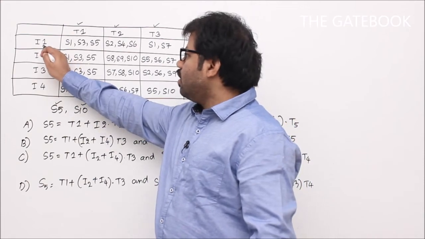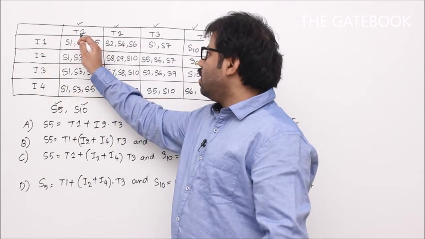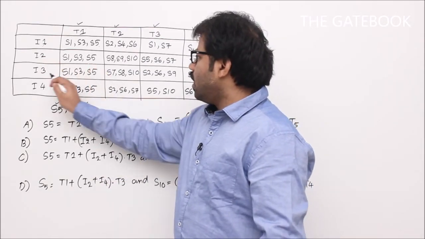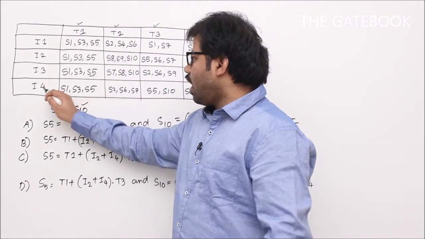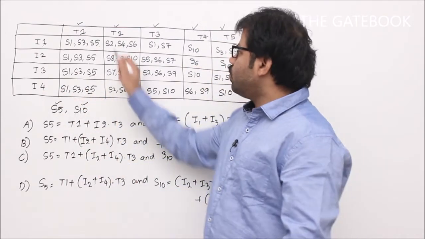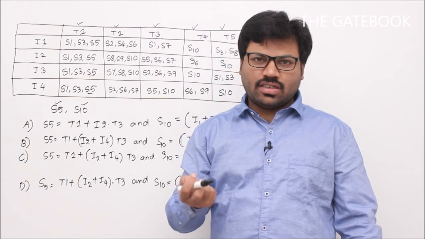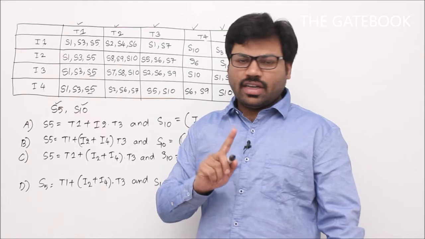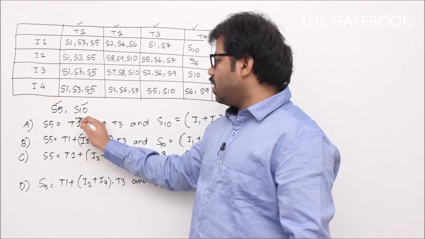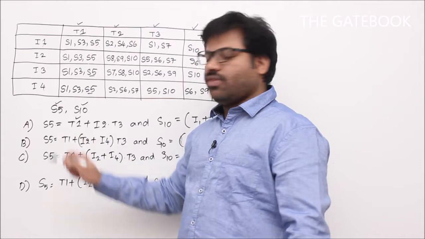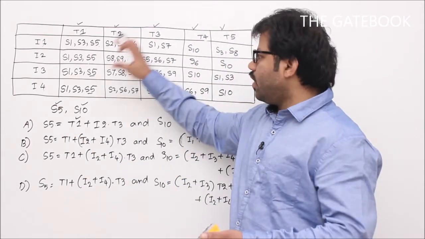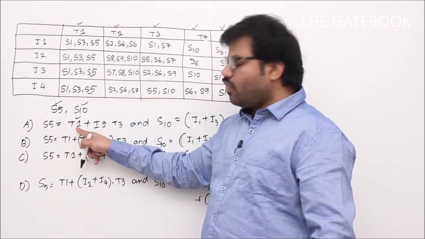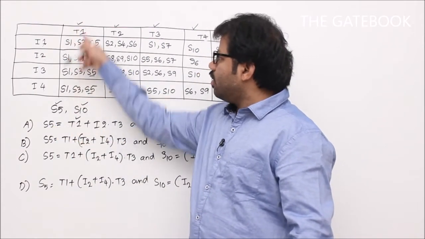Instruction 1 requires the S5 signal in time T1. Similarly, instruction 2 also wants it, I3 also needs the S5 signal, and I4 also needs the S5 signal. That's why S5 is required for every instruction, so at T1 we always have to generate the S5 signal. That's why we write this equation for S5, because we are going to design a circuit. This is a hardwired control unit. To design a circuit for S5, the equation will include T1 every time.